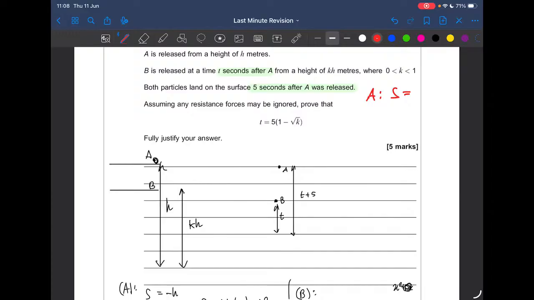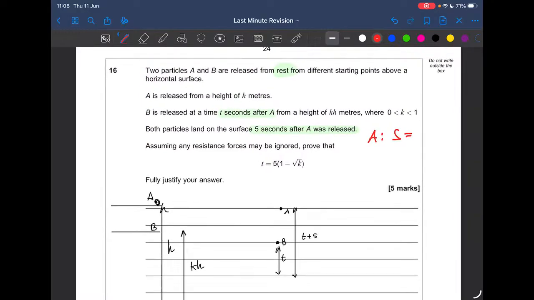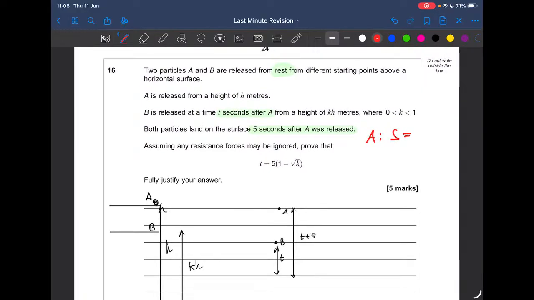Let's do the sweep out for each, make sure we're fine. So how far is this going to move? A is going to move H as it goes down. Are they released from rest? They're both released from rest, so they both have u as 0. We don't care about v, and a will be g. The t for this one is just some time, so we don't know exactly how long, but I'm going to call it capital T.